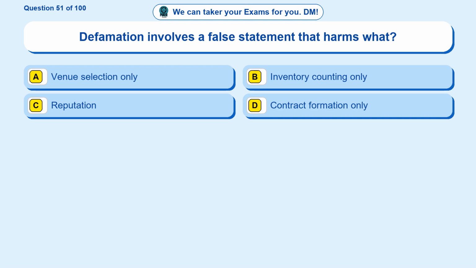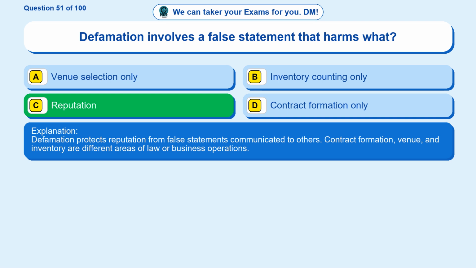Question 51. Defamation involves a false statement that harms what? Option A, venue selection only. Option B, inventory counting only. Option C, reputation. Option D, contract formation only. The correct answer is option C, reputation. Defamation protects reputation from false statements communicated to others. Contract formation, venue, and inventory are different areas of law or business operations.